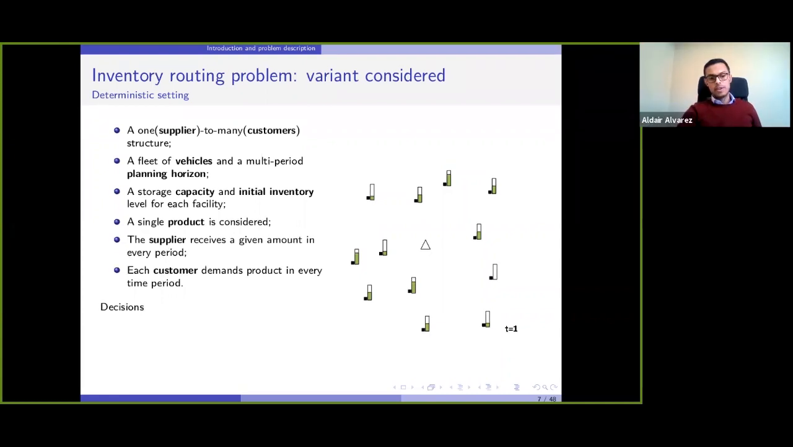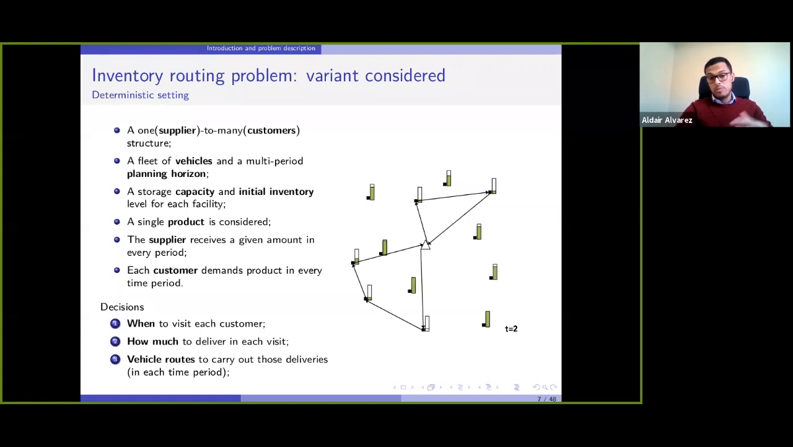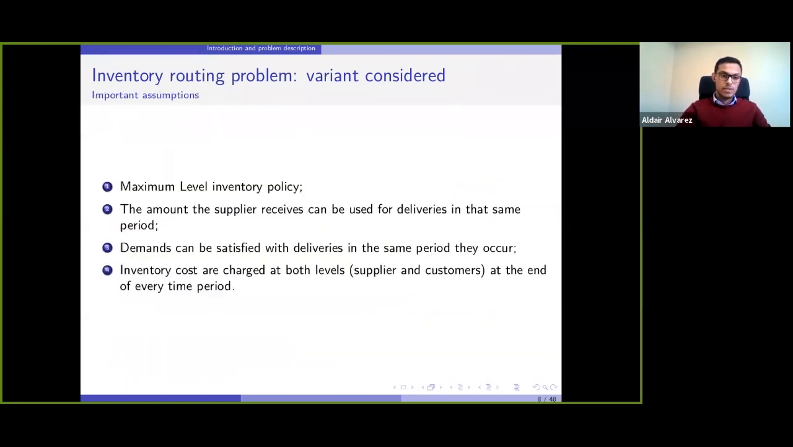The decisions basically are, first, when to visit each customer, so in which time periods we are going to visit each one of them. Then, associated to those visits, we need to define a delivery quantity for each delivery. And finally, feasible vehicle routes for those deliveries in every time period. These decisions are interrelated. They need to be made in an integrated way, not sequentially. And the objective can be to optimize any metric that you can define for your system.